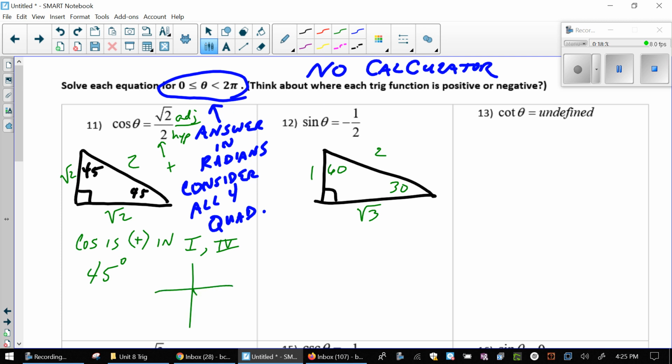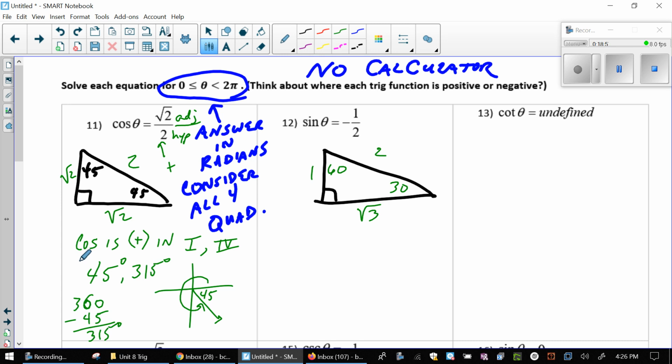So if you want to draw a picture, you can draw that picture. There's our reference angle 45 in quadrant 4. To get there, we're going to go all the way around here, and we're going to do 360 minus 45, and that's 315 in quadrant 4. Okay, so there's our 2 solutions.